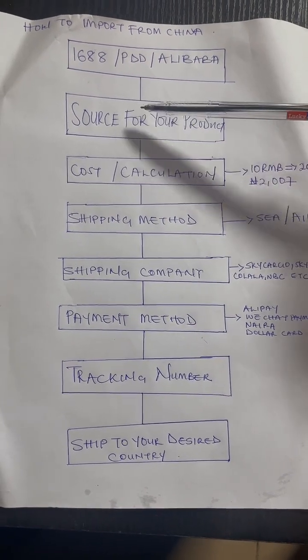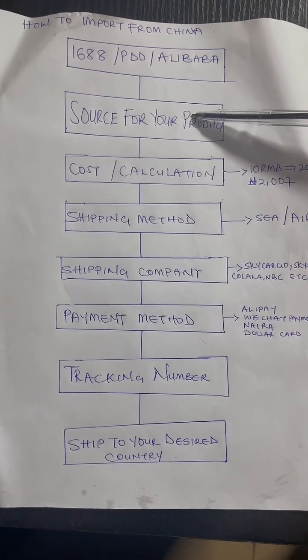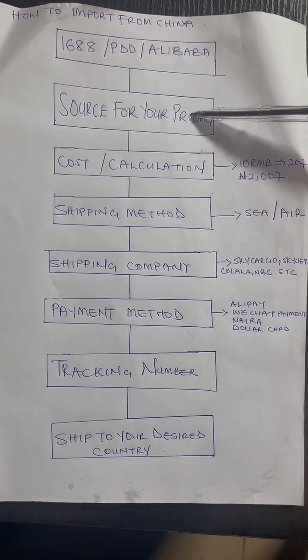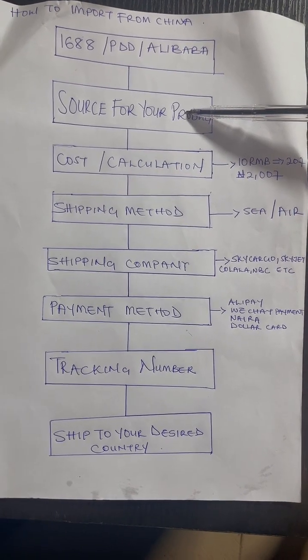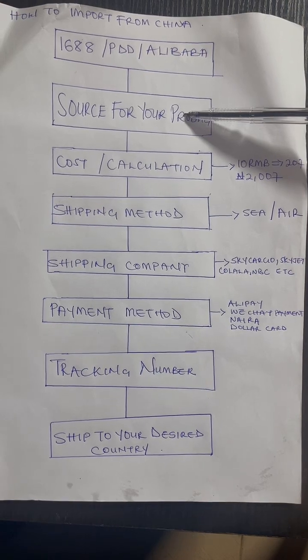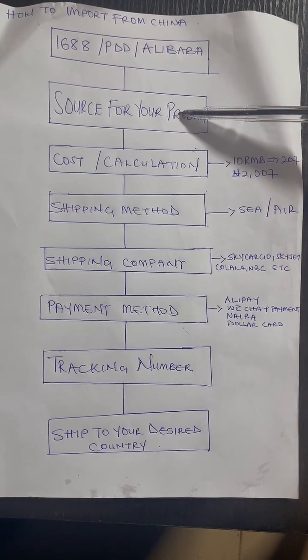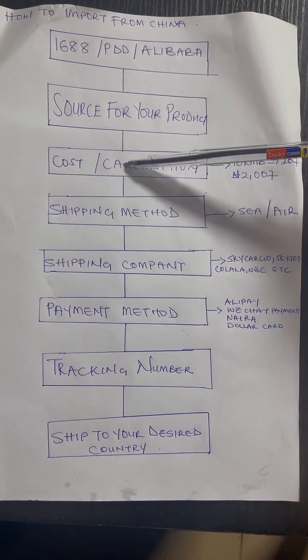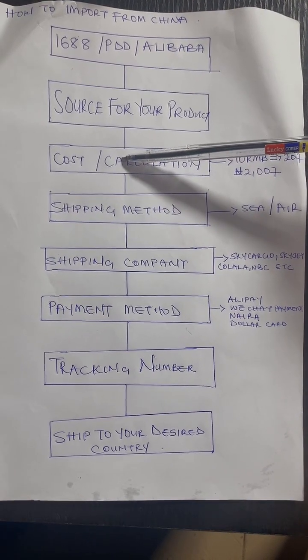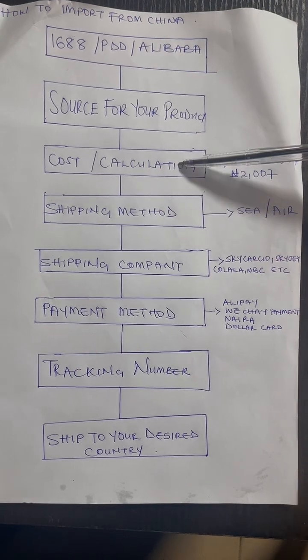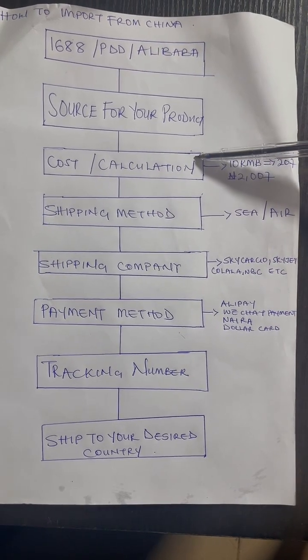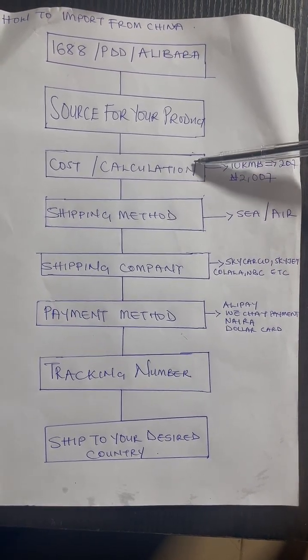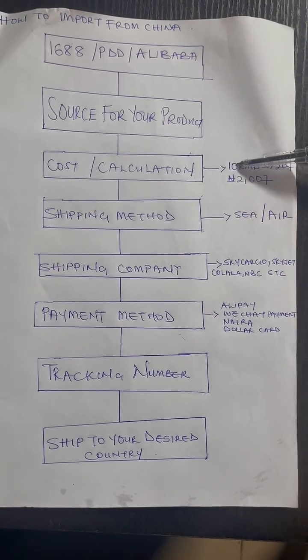Then the next thing is to source for your product. Yes, you source for the product, be it shoes, be it bag, jewelry. Remember, I told you you can source more than 2,000 products from China. Yes, more than. And the next thing is to know the cost of the product you have sourced for and calculate it. Now, let's assume the product you want to ship is 10 RMB.